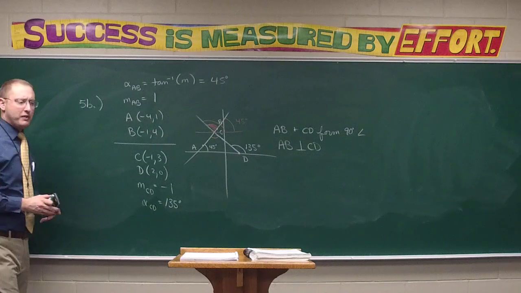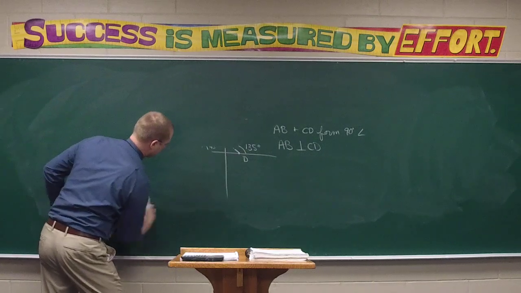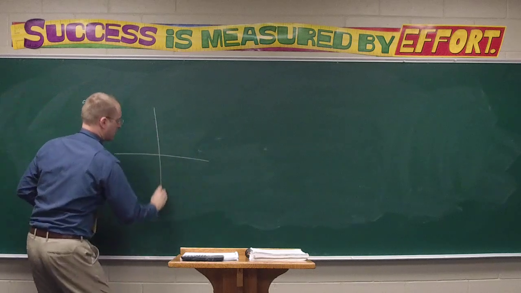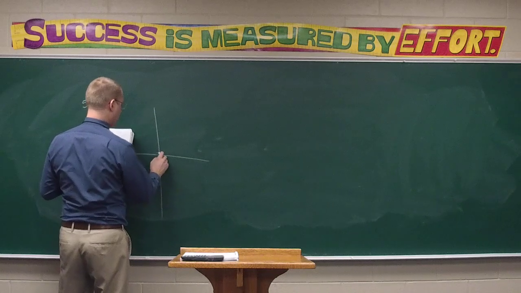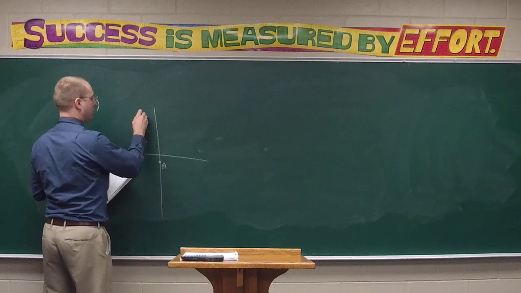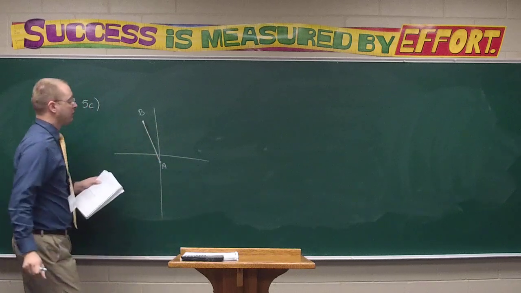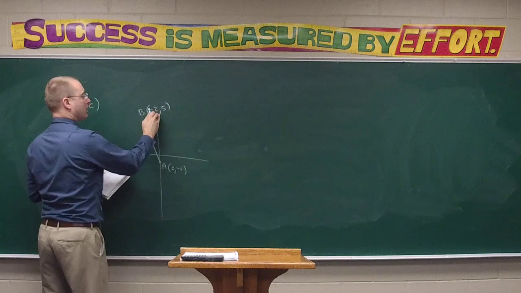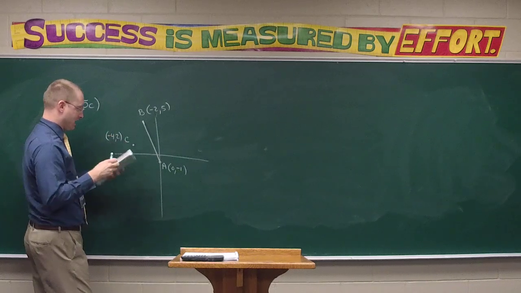Questions on 5B. Let's do 5C. Let's do 5C now. We have some different points here. All right, this time we've got A is at 0, negative 1. We've got B is at negative 2, 5. So there's AB. All right, and then we've got this 0, negative 1, B, negative 2, 5. C is at negative 4, 2. And D is at 3, 3.